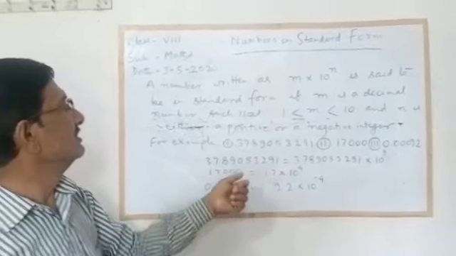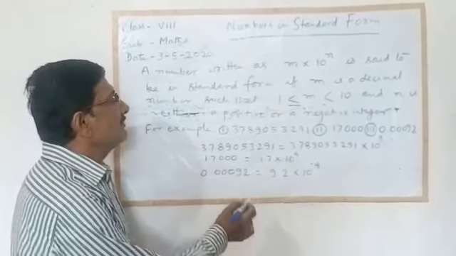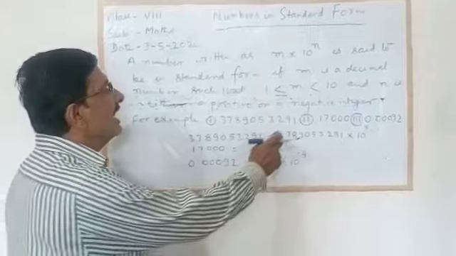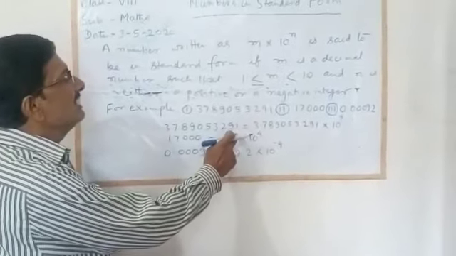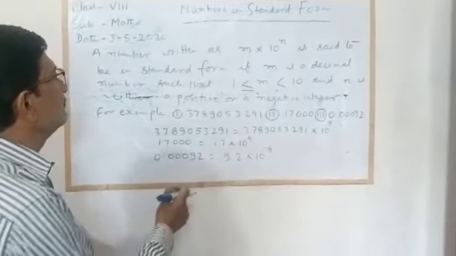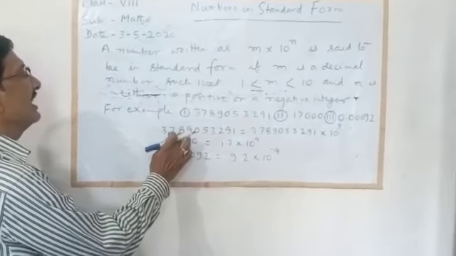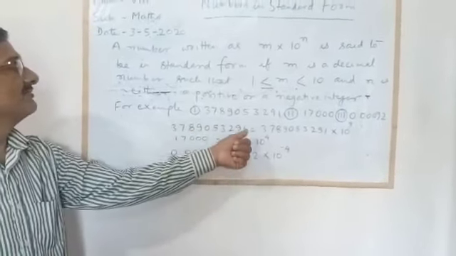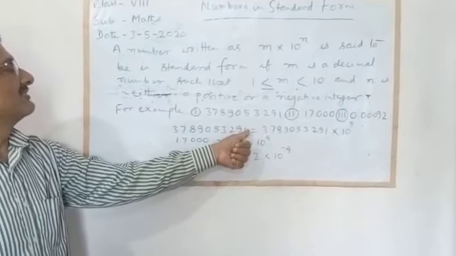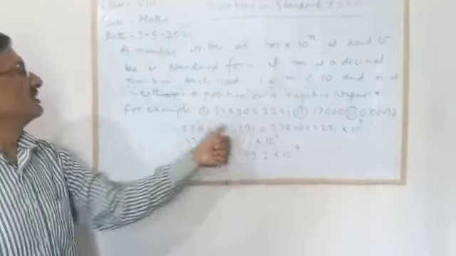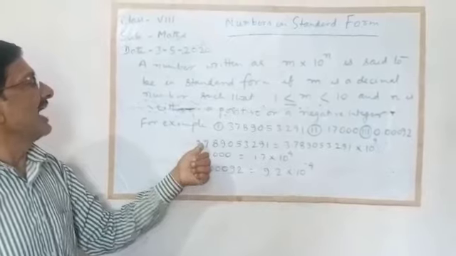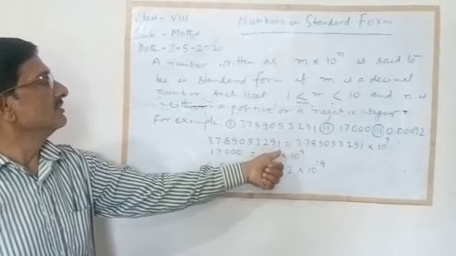decimal number. For this, we have to bring the decimal here. How many numbers do we have to go behind? 1, 2, 3, 4, 5, 6, 7, 8, 9. We have to put the decimal 9 digits behind this number.